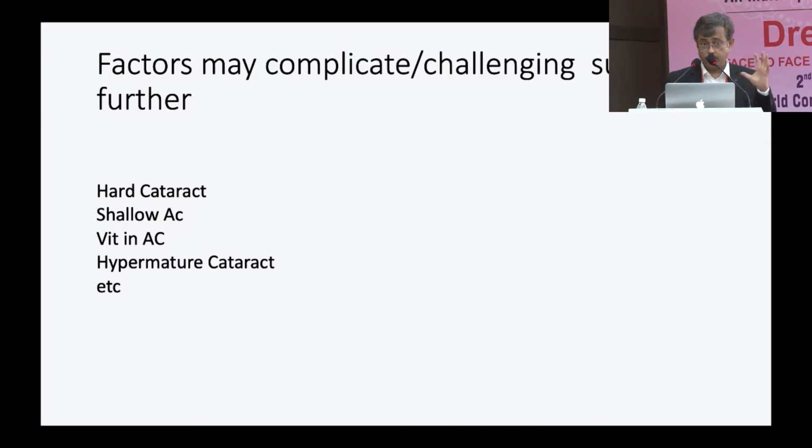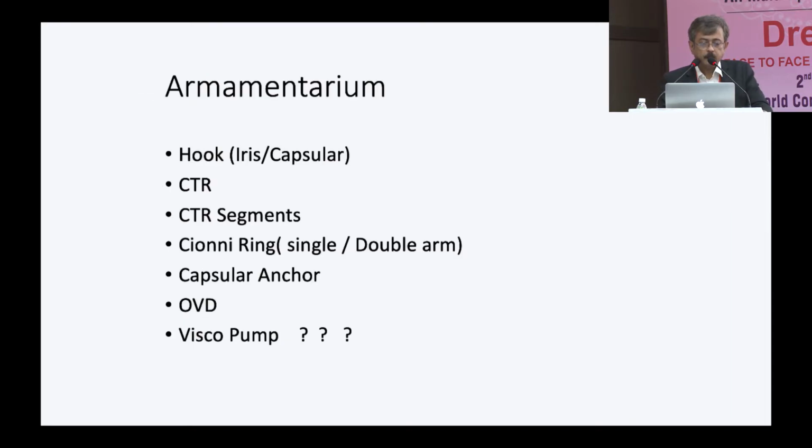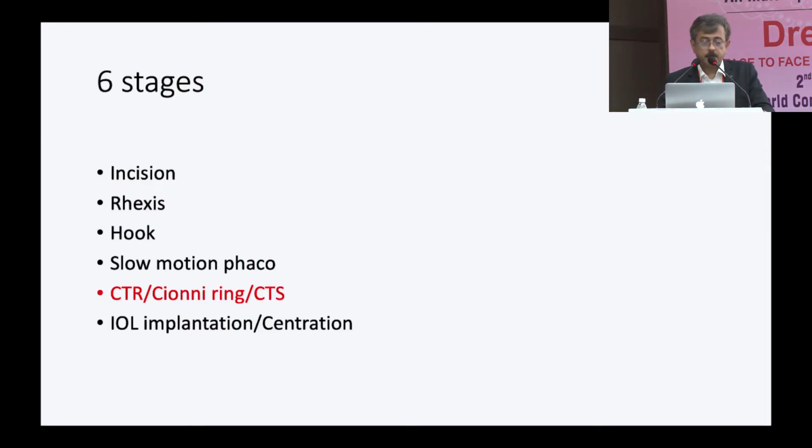Otherwise, if you do a big amount of vitrectomy, then the support of the vitreous for the nucleus will be much less. So limited vitrectomy after putting the capsular hook. This is the important stage.